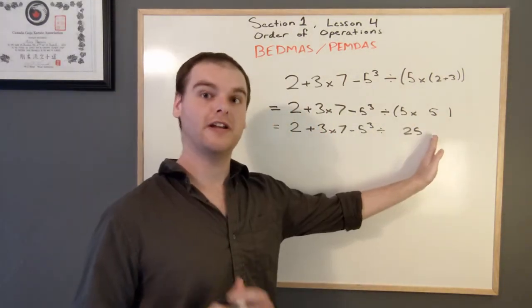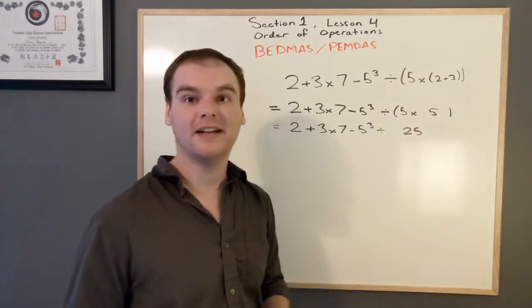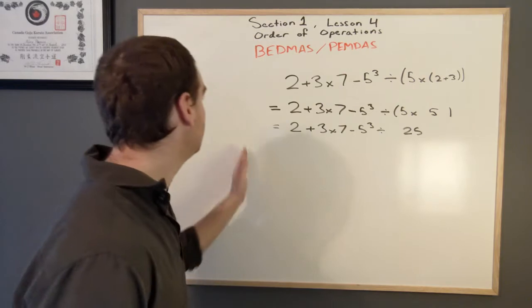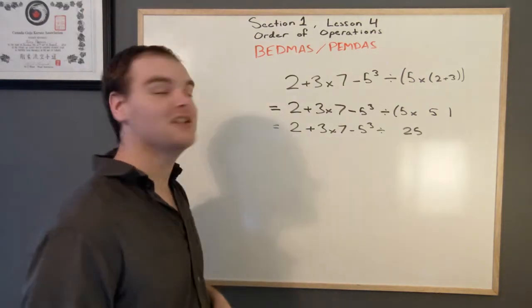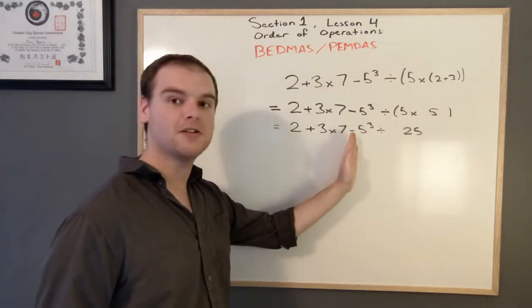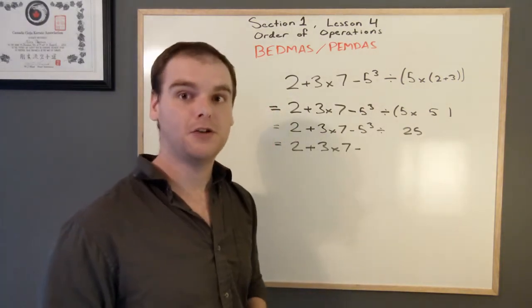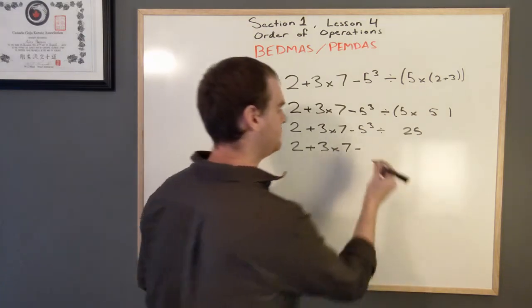And we ask ourselves, are there any more parentheses or brackets? And we continue on, and we're already at the end of the expression, so no. So we move on to the next item on the menu, which is our exponents. So left to right, we keep going, and oh, there's an exponent. So 5 cubed is 125.